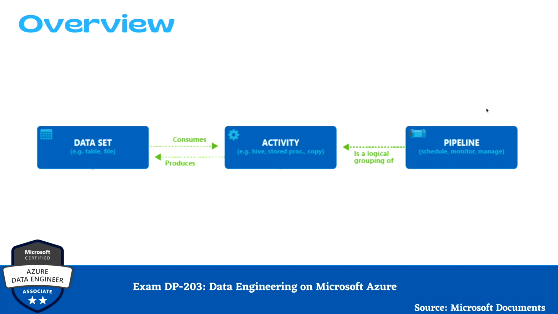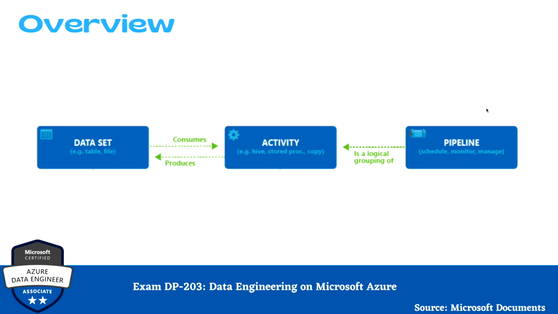For example, a pipeline could contain a set of activities that ingest and clean log data, and then kick off a mapping data flow to analyze the log data. The pipeline allows you to manage the activities as a set instead of each one individually. You deploy and schedule the pipeline instead of the activities independently.